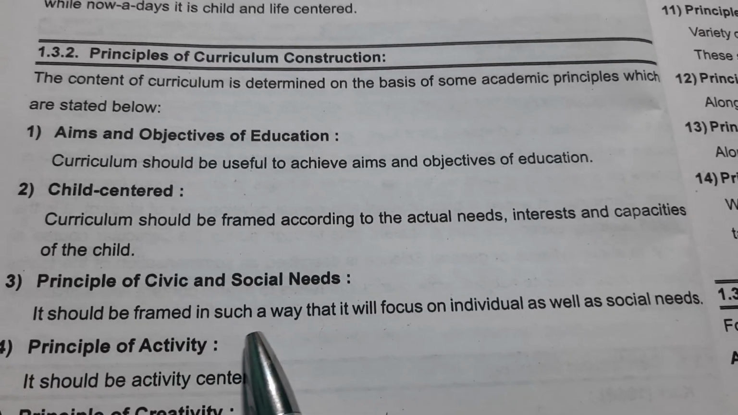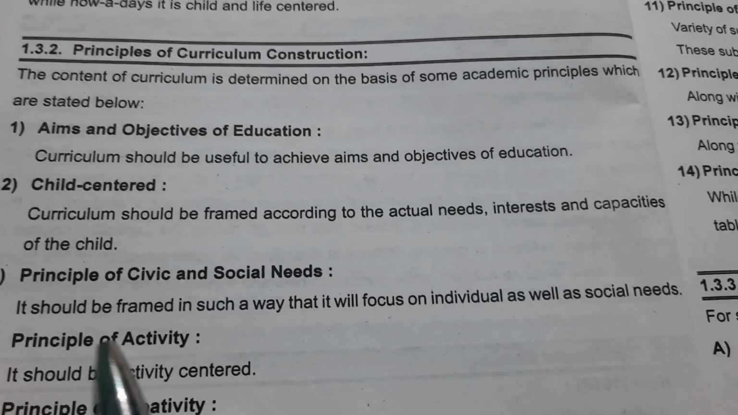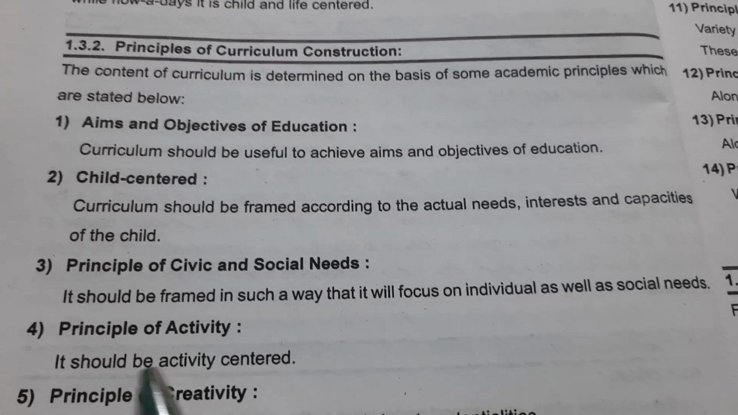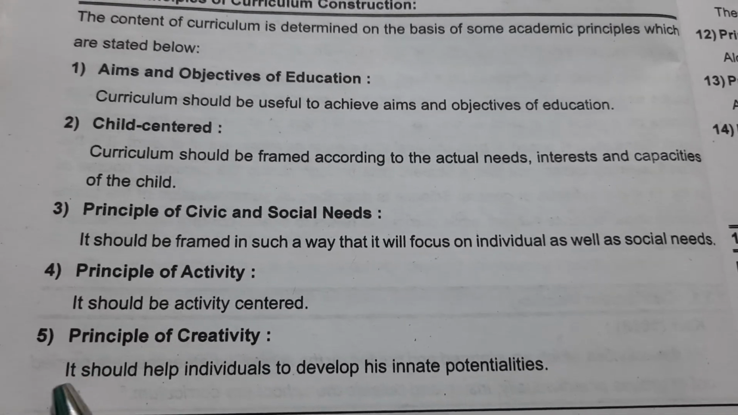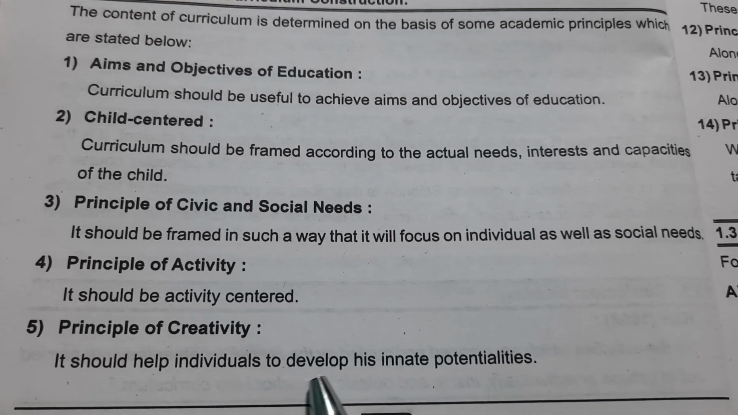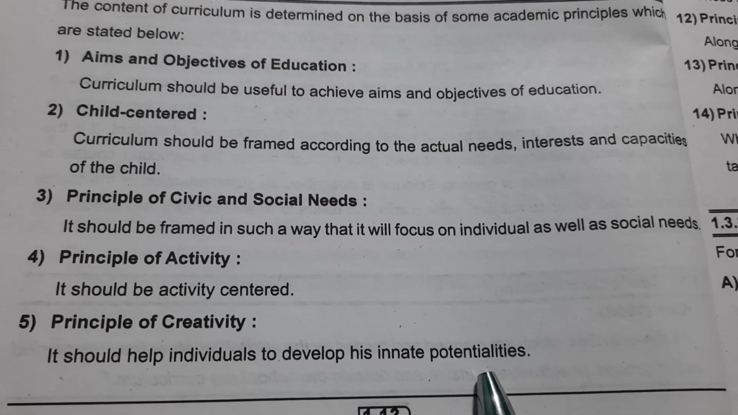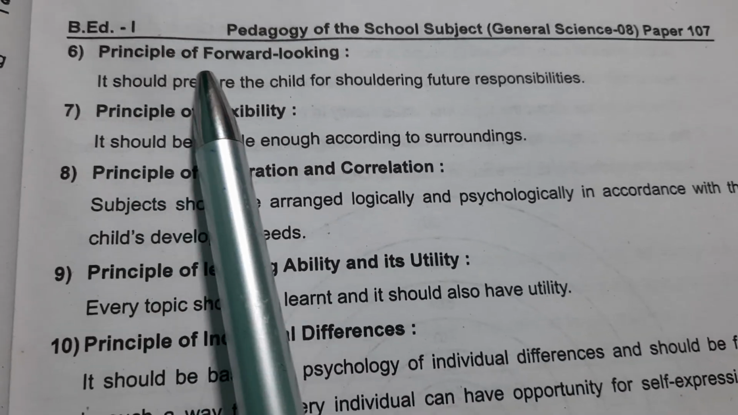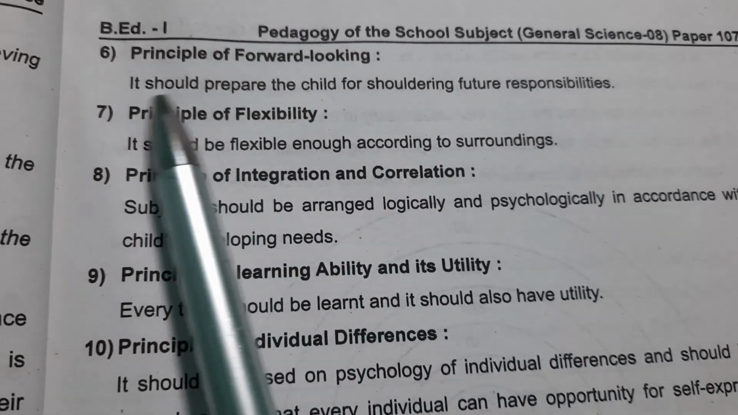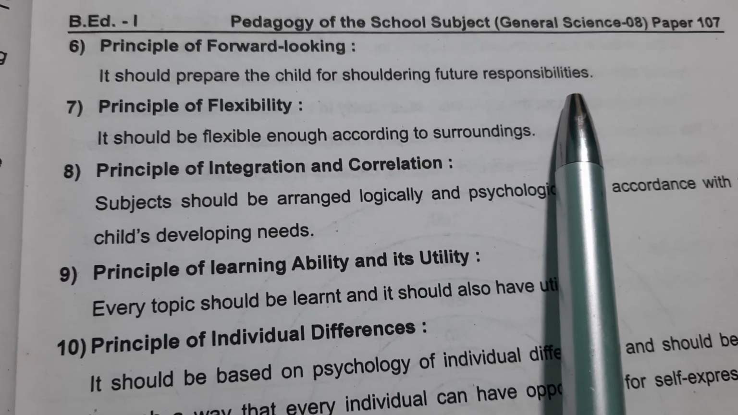Next we have the principle of civic and social needs. It should be framed in such a way that it will focus on individual as well as social needs. The fourth one is principle of activity. It should be activity centered. The fifth one is principle of creativity. It should help individuals to develop their innate potentialities. Okay, next let us continue the notes. The sixth one is principle of forward looking. It should prepare the child for shouldering future responsibilities.